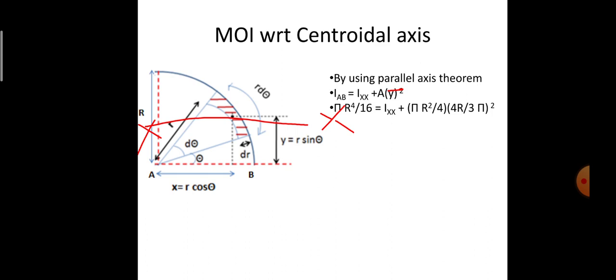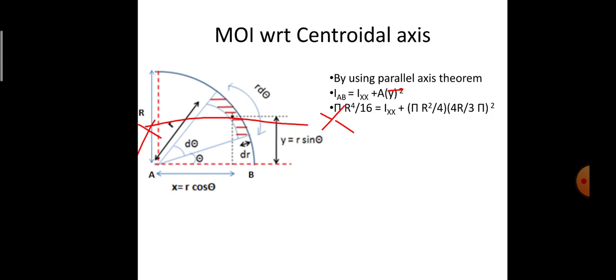As I know that the area of the circle is pi r square, the semicircle is half of the circle, that is pi r square by 2, and the quarter circle is again half of the semicircle, that is pi r square by 4. We also know that y bar will be equal to 4r by 3 pi. In my previous lecture series, I have explained this concept. So y bar will be equal to 4r by 3 pi.